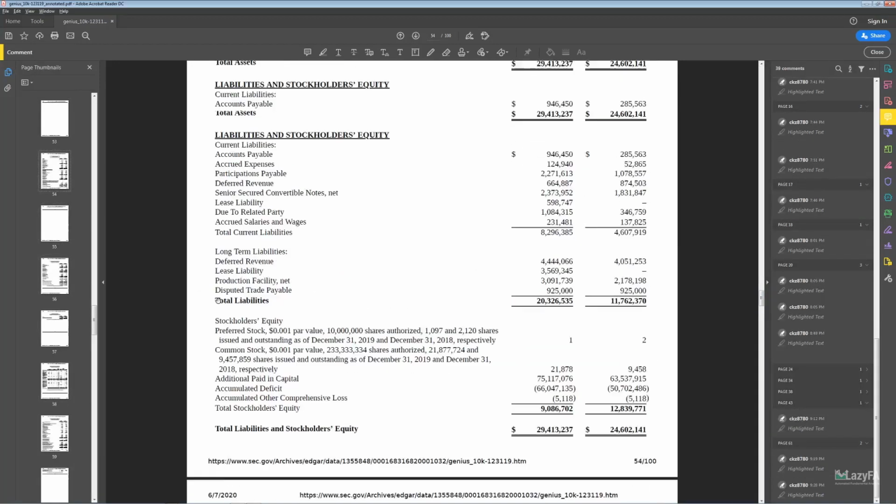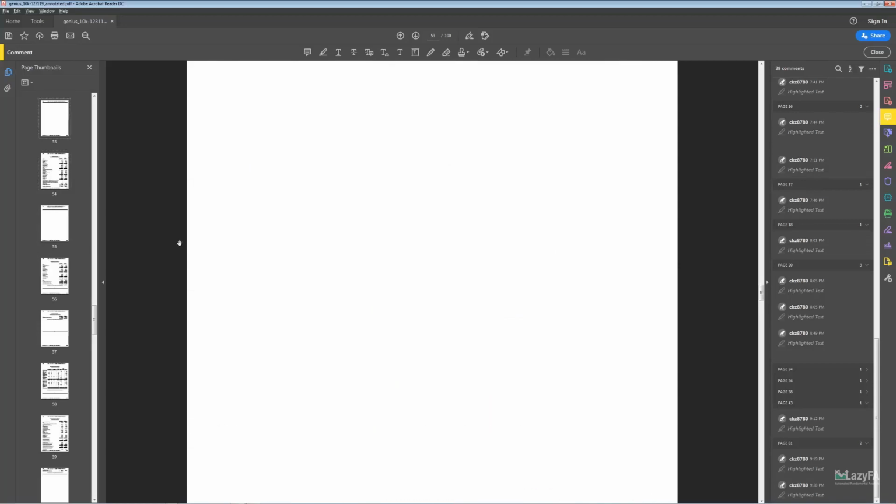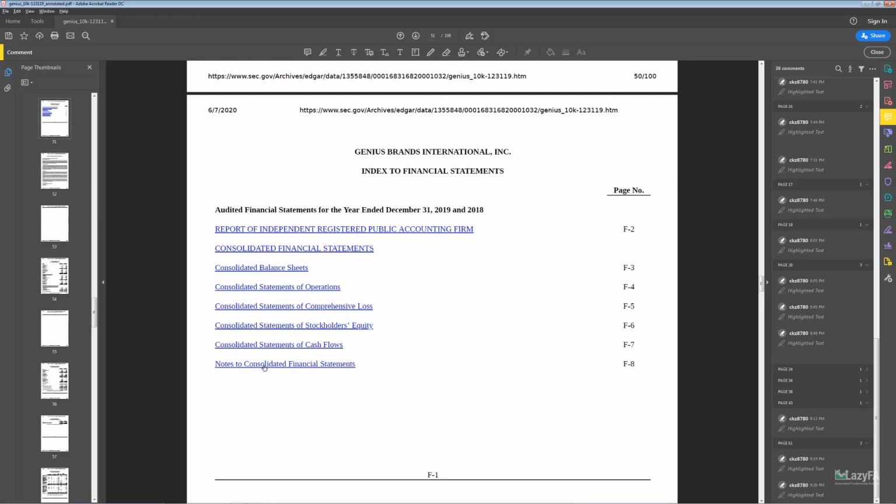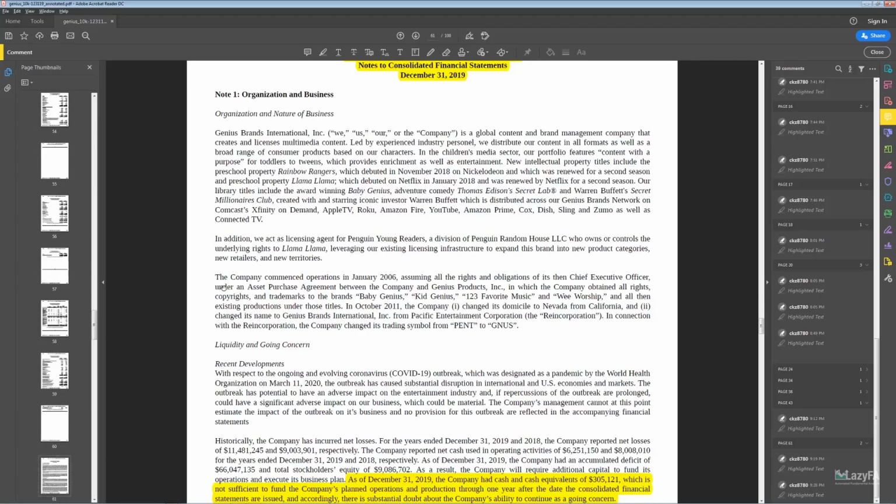So what's really important to read in these financial statements is the notes to them. So the notes to consolidated financial statements, because just looking at the balance sheet and the income statement and the cash flow statement, that's all great. But in order to really get a good understanding of what that stuff means and what some of the opaque language might represent, you've got to read the notes to the financial statement. So all the footnotes, that's where all the good stuff is.